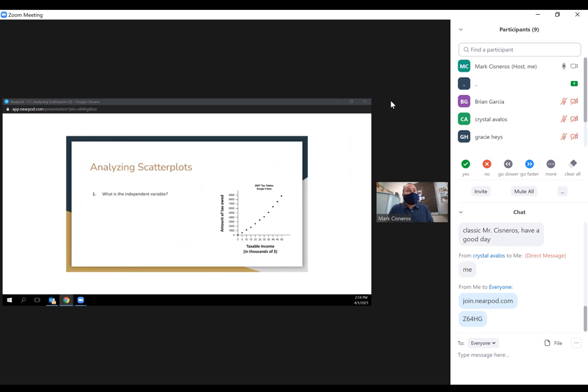Anyway, let's think back to algebra. X-Y axis. X-axis is horizontal. Y-axis is vertical. Right? Which one is the independent variable? The X or the Y? Yeah, the X is the independent variable. In this particular case, on this graph, it's the taxable income. This graph shows you taxable income, so how much money you make that can be taxed, and then how much money you have to pay in taxes.